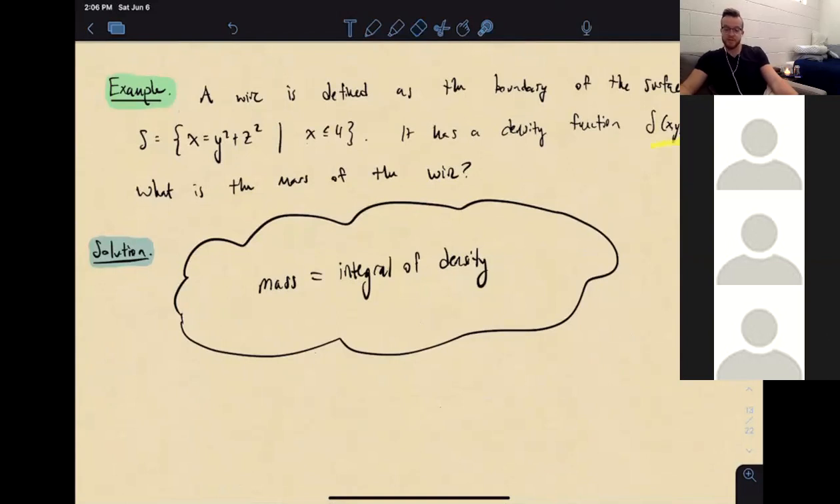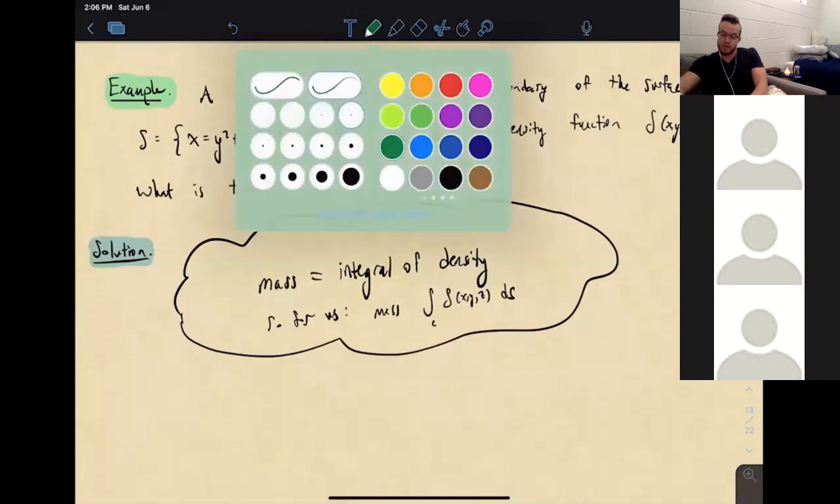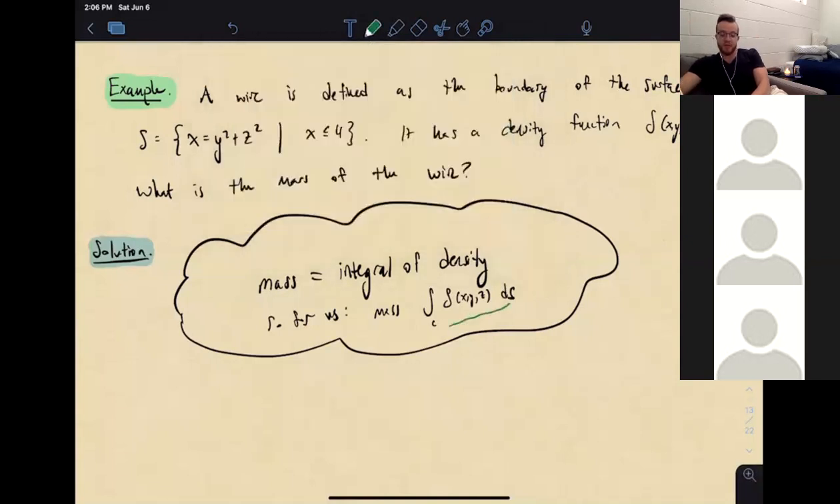So we're given a density function for the wire. The wire is presumably some kind of curve. So for us, the mass that we care about is going to be the line integral over, I guess I'll call it C, of this density function. And this is a scalar line integral, right? Maybe I'll write that down. It's been a while since we've talked about scalar line integrals.